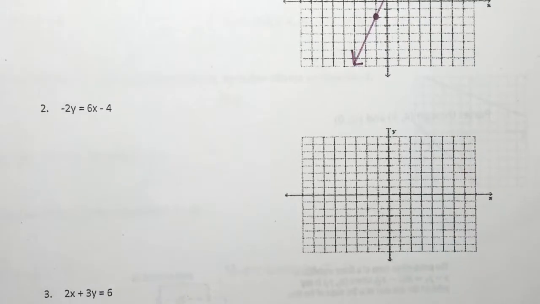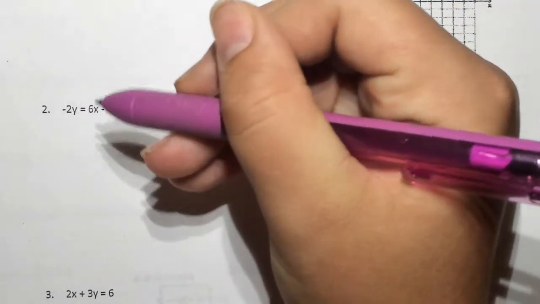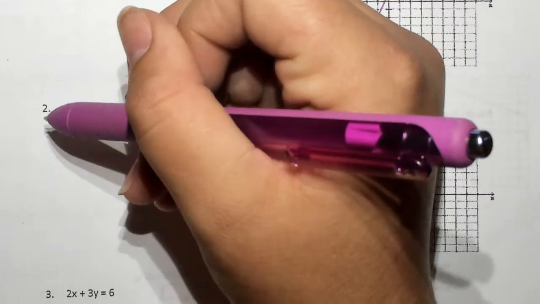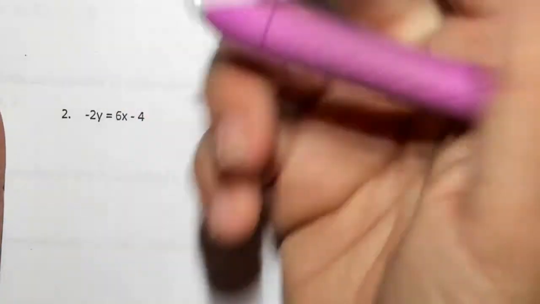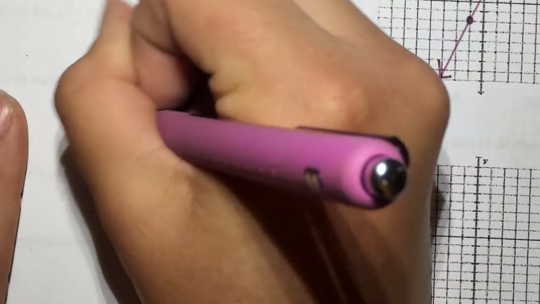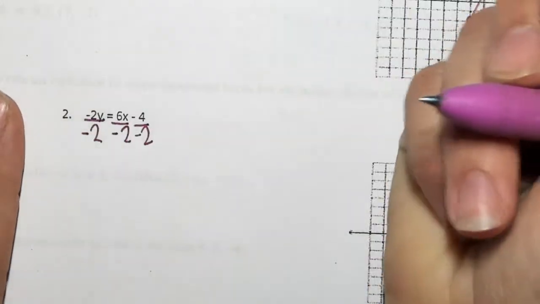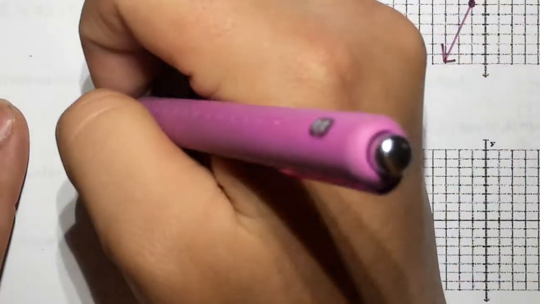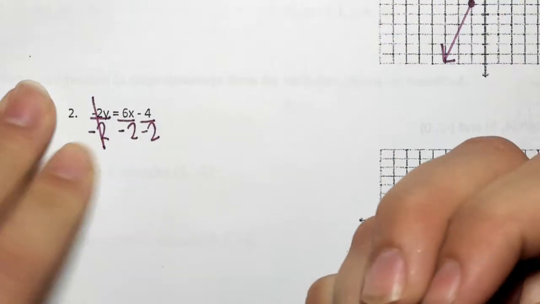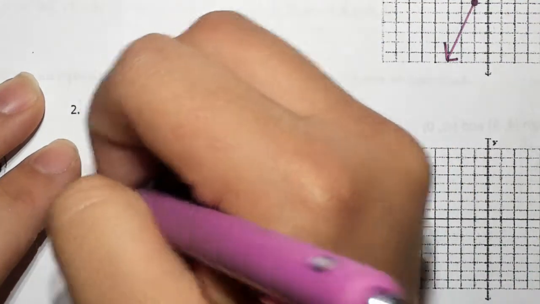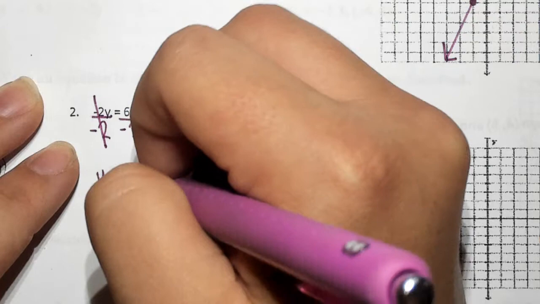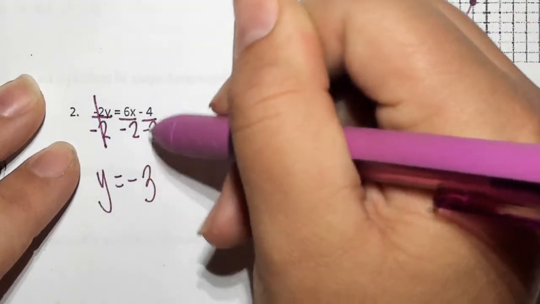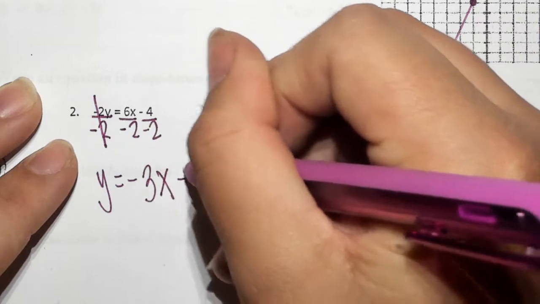Okay. What's the problem with number 2? Y is not by itself. The negative 2 is connected to the y. So we have to get rid of it. Well, if they're connected by multiplication, the only way to break it is division. So, divide by negative 2 to everything. Not just one thing, to everything. So now, your negative 2's cancel out. You're left with y equals, what is 6 divided by negative 2? Negative 3. Negative 4 divided by negative 2 is positive 2.